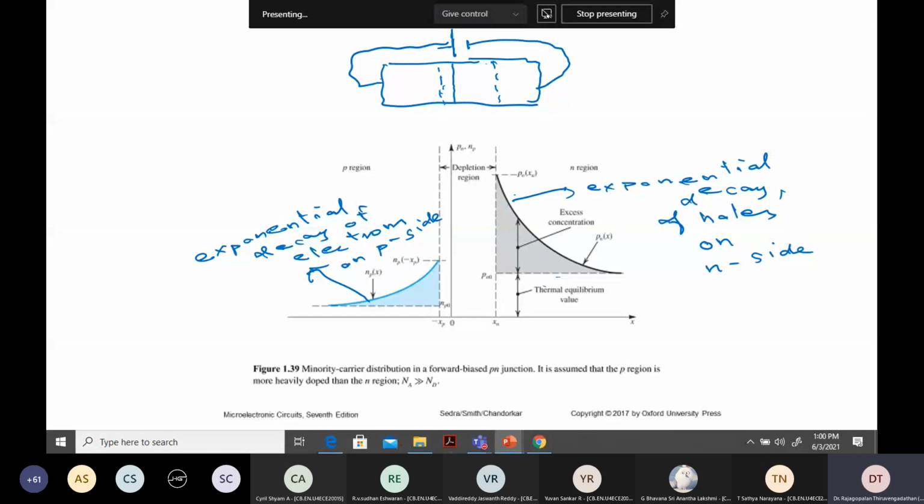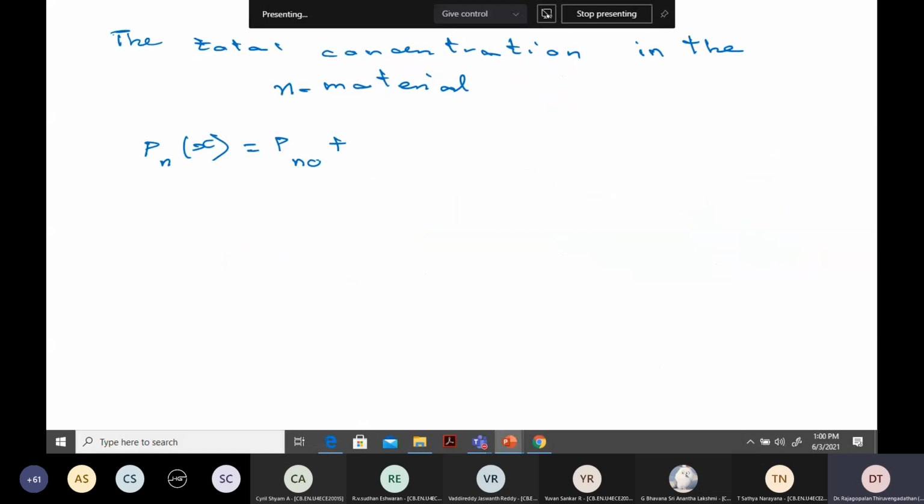Now what you need to understand here is that there is an excess concentration, we already saw. So that product will be a factor, so we need to start with that. The exponential decrease is actually a parameter x minus xp. I will tell you what this is. It is x minus xn by LP, we are talking about the holes, therefore the diffusion length of holes comes into play. So this is the exponential term that reflects the decrease.